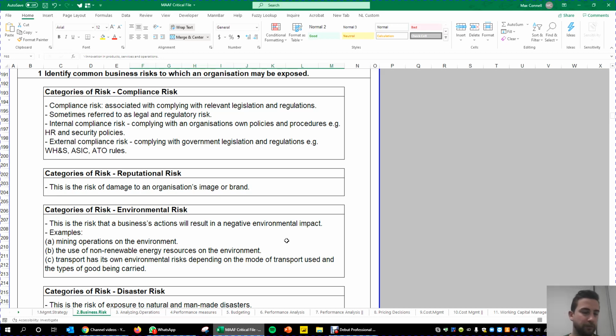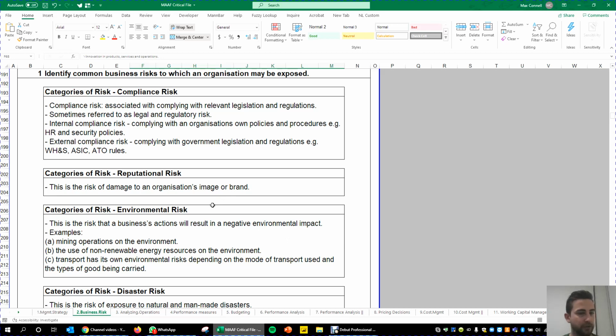So it could be just complying with your own organization's policies and procedures, for example, HR, security, etc., internal policies. Or it could be external, for example, government legislation. It could be work health and safety. If you're not complying with that, you might get a penalty. It could be ASIC, not complying with the actual setup of the company. ATO, it could be tax, etc.